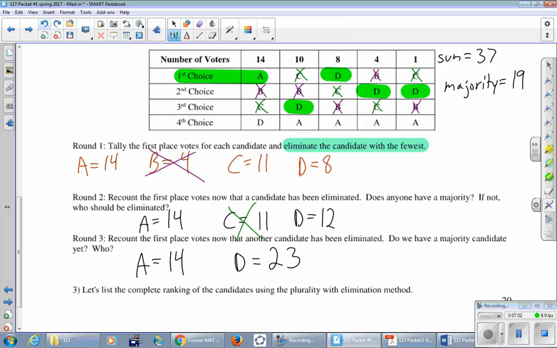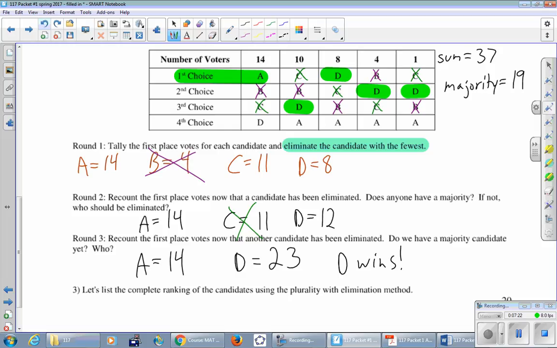Do we have a majority candidate now? Yes, we do, because majority was 19, and we now have somebody that has at least 19. So in this case, D wins. Okay, number 3, let's list the complete ranking of the candidates using the plurality with elimination.